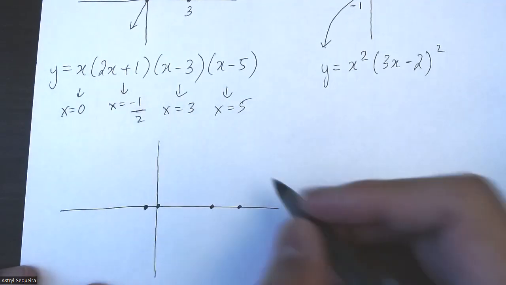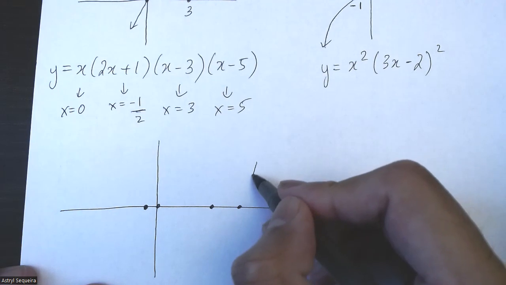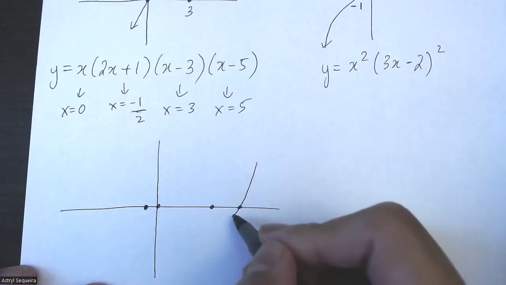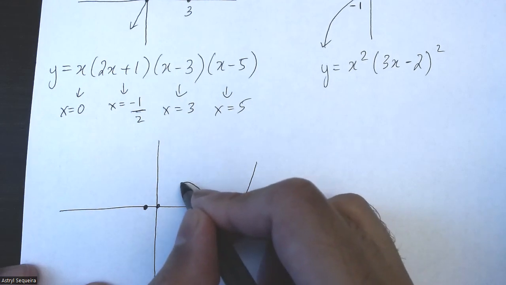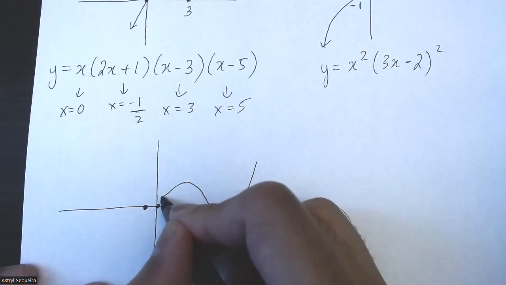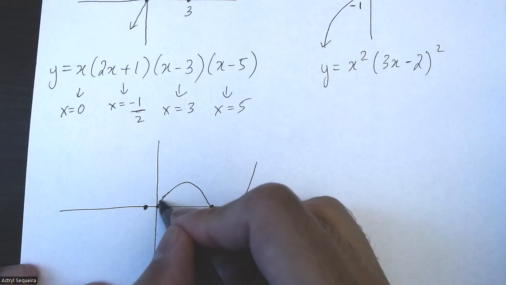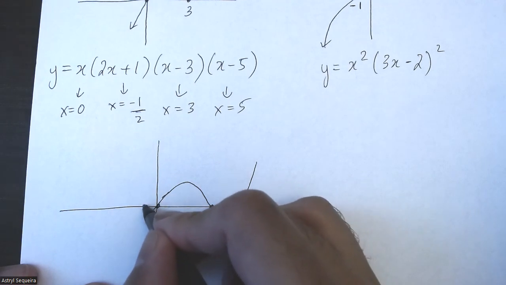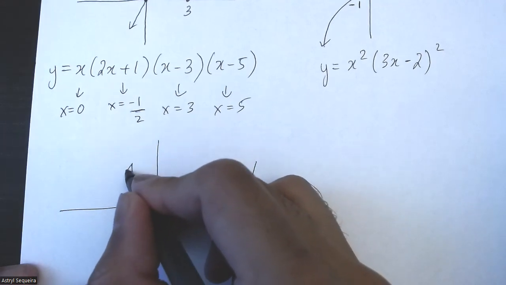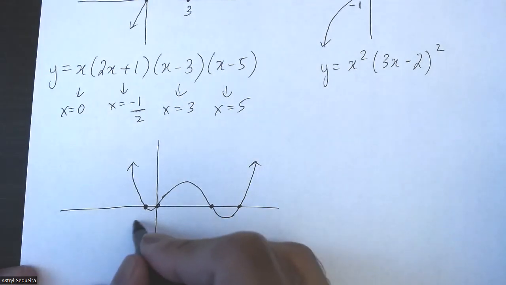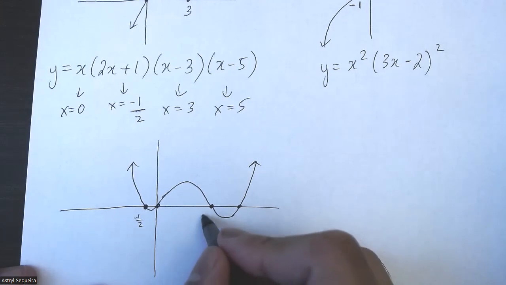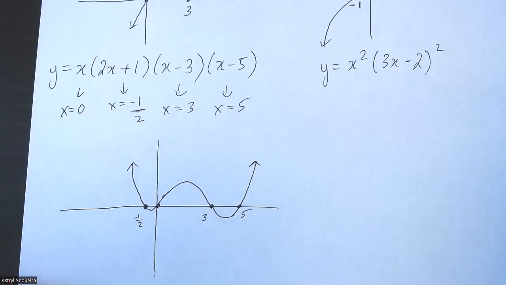It's a positive function. On the right side, it's going to come from the top. I'm going to go through this, go through this one here, and then it's going to come back and look like that. -1/2, 3, and 5.